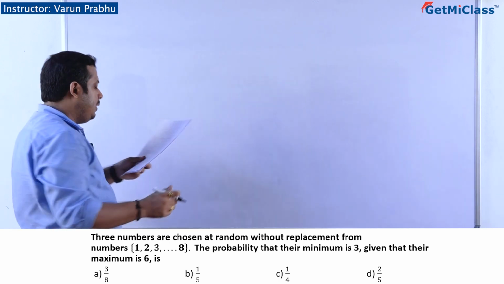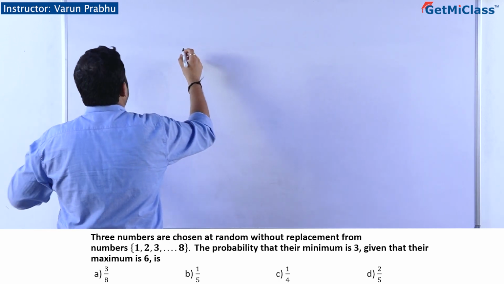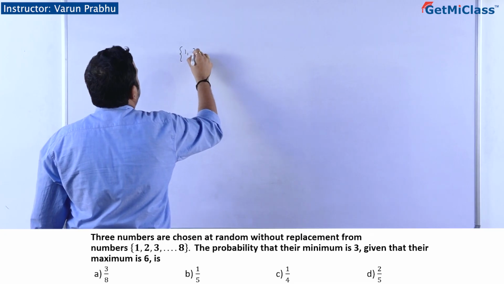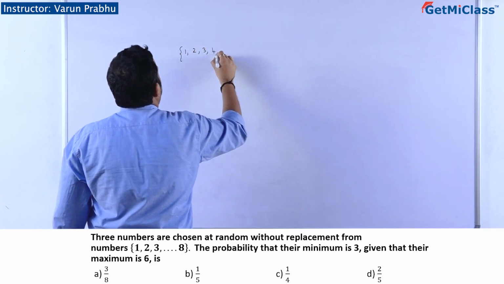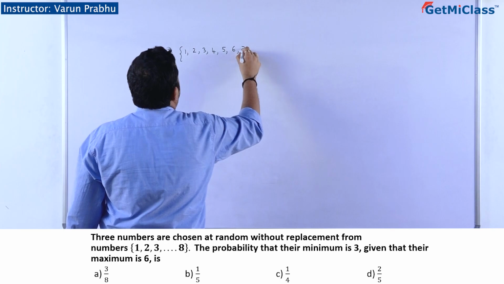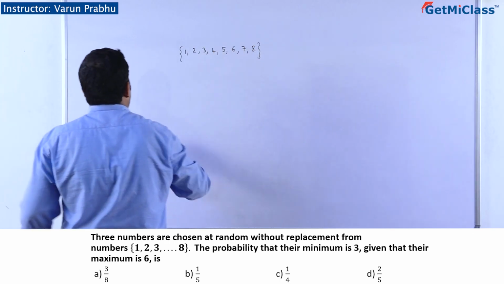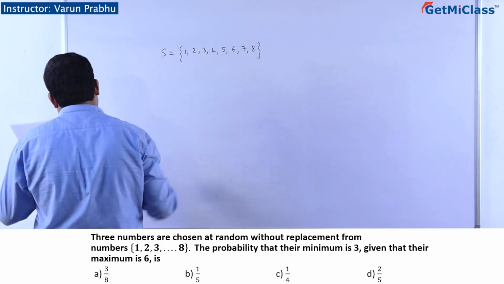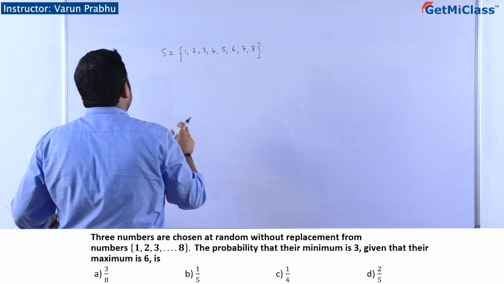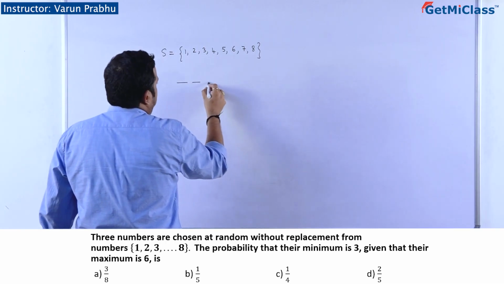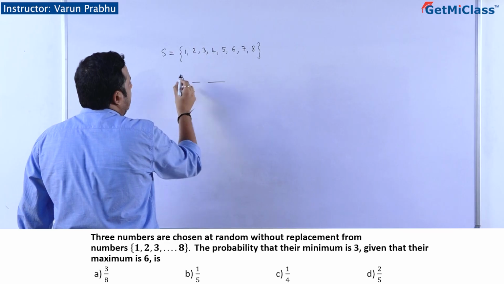Given in the problem, three numbers are chosen at random without replacement from the set of numbers 1, 2, 3, 4, 5, 6, 7, 8. This question is important, so I'll put this as the sample space of the experiment. The probability that their minimum number is 3.